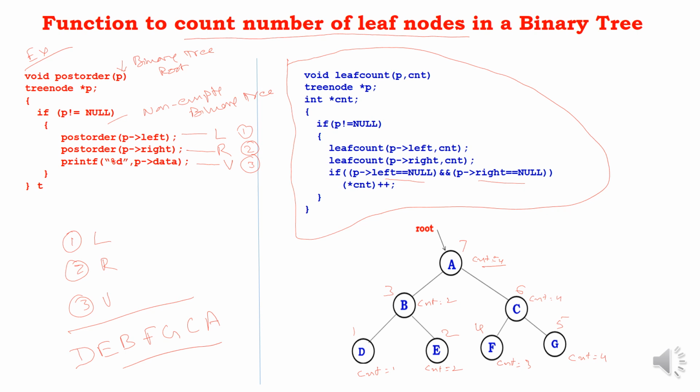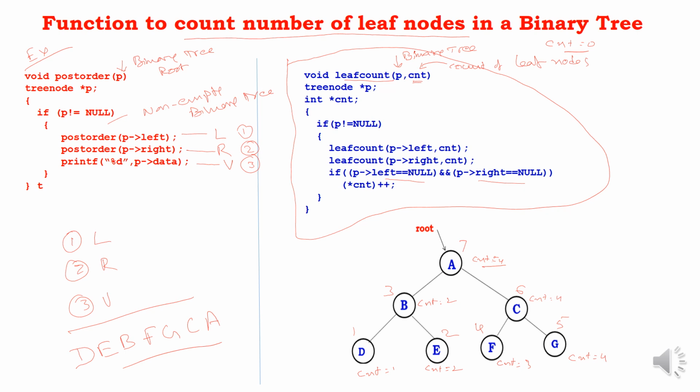Instead of post order, we use leaf count P, where P is a binary tree. We are going to find the count of leaf nodes. Initially, we assume that count is 0. Before calling this function, we assume that count is 0. We are passing the count variable as a formal parameter here.